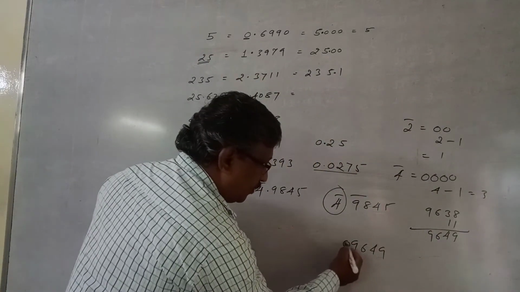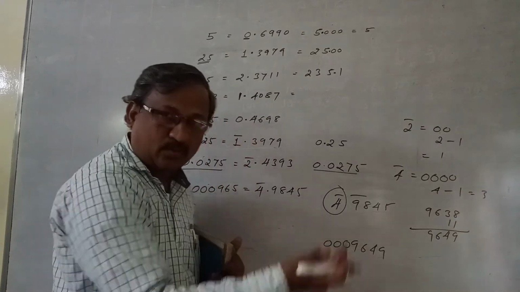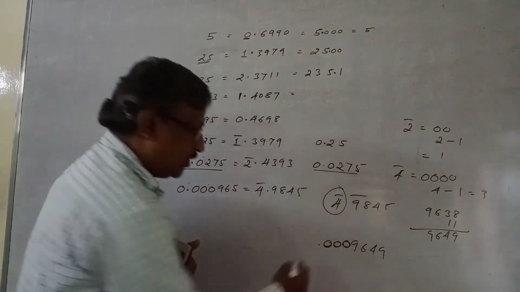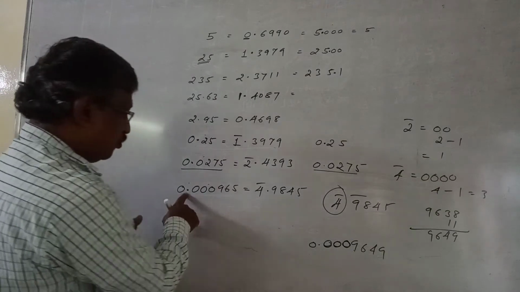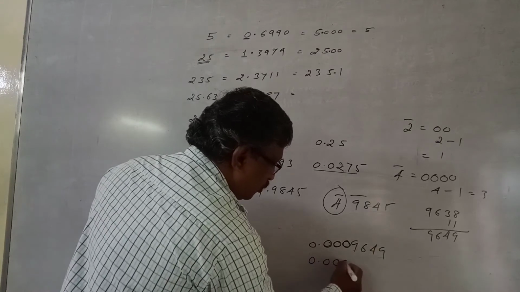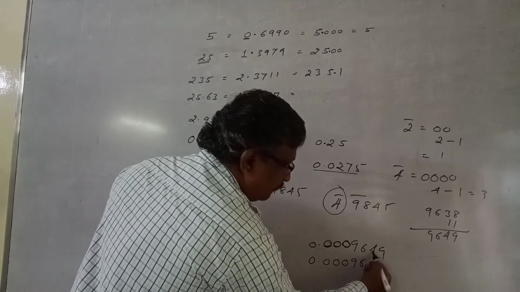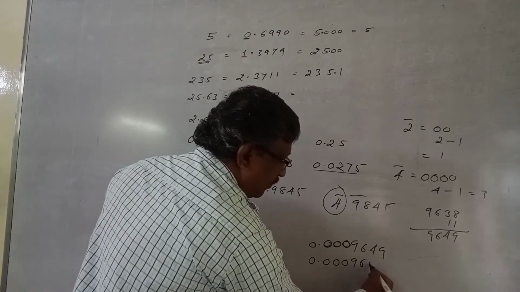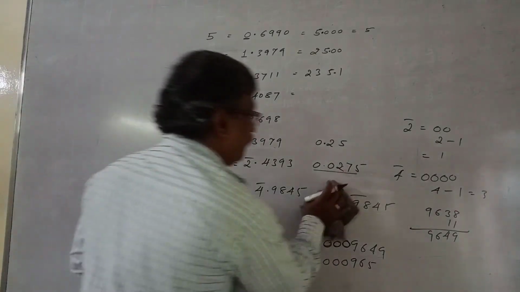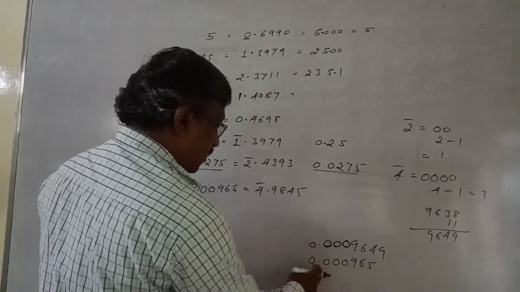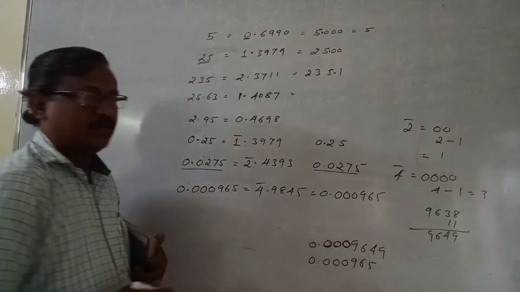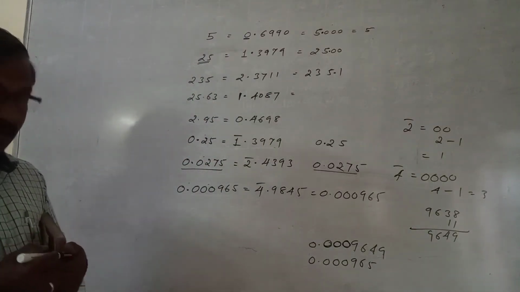So what you have to do? You have to write 3 zeros first, before the digits, and then you have to place the decimal point like this. Means the value comes to 0.0009649. If you approximate this, this 9 is there. As per the rule of approximation, if you increase this by 1, it comes to 5. Means it comes to 0.000965. So the anti-log of this comes to 0.000965.